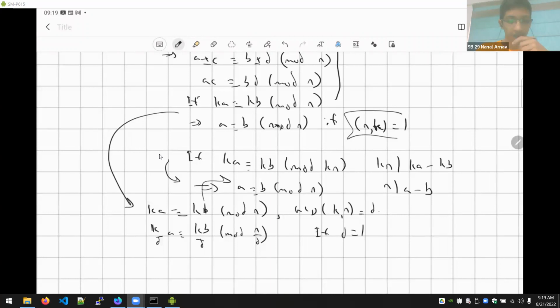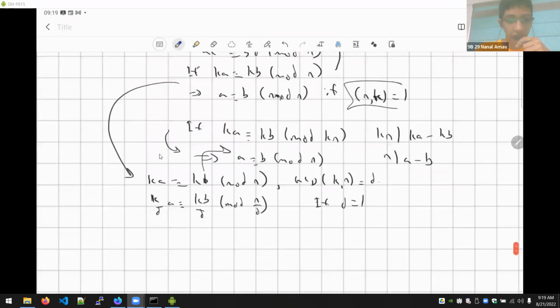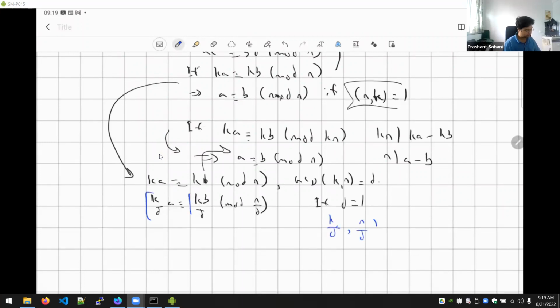Oh, I made some mistake here. Sir, in the last one, we can also cancel the K by D, because then GCD of K by D and N by D is 1. Yes, correct. So here K by D and N by D are coprime.